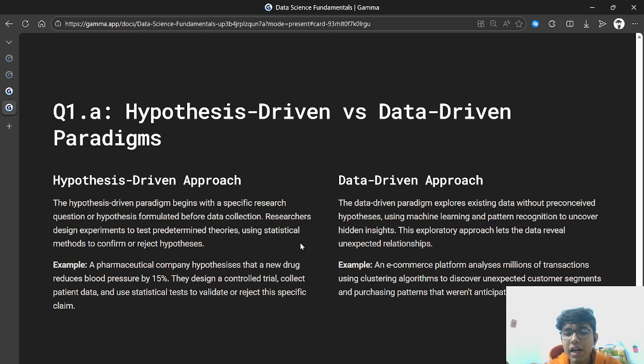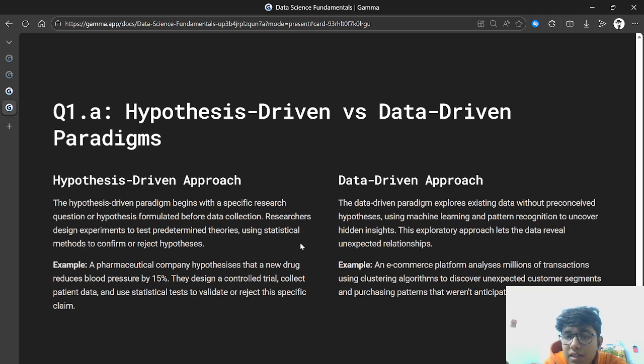However, in the data driven approach, I do not begin with a strong prior hypothesis. Instead, I allow patterns to emerge from the data, often using machine learning, right? So, for example, I might collect a lot of browsing data from e commerce websites and then use clustering algorithms to discover natural customer segments without having a specific prior theory about how customers are grouped.